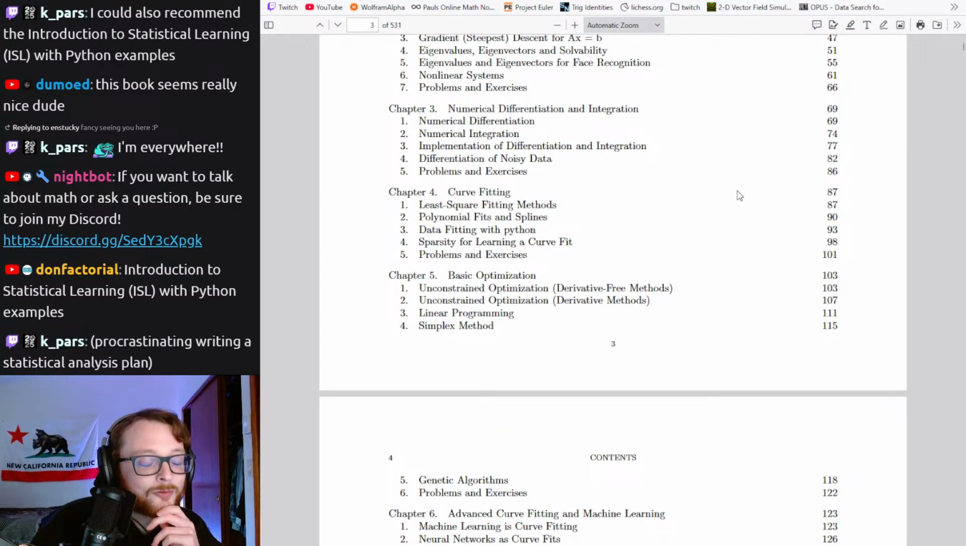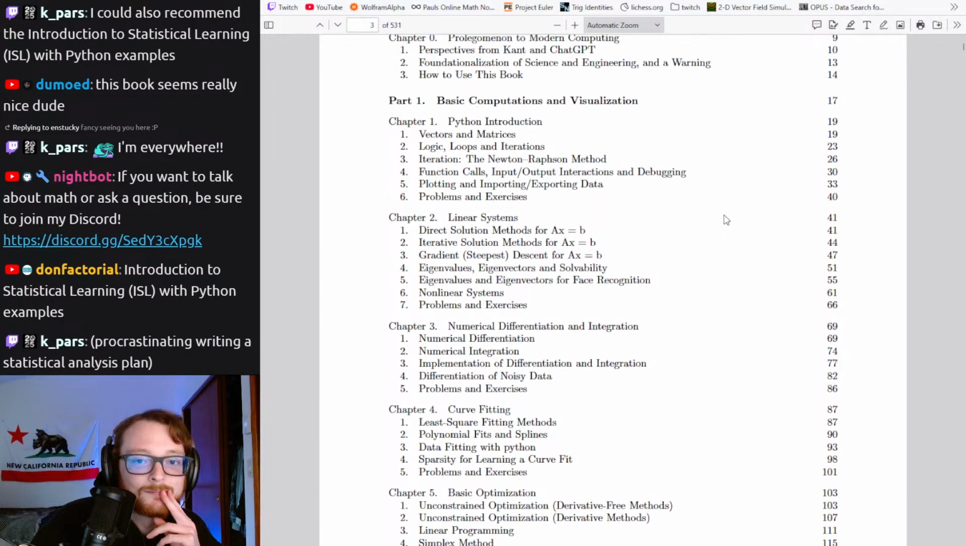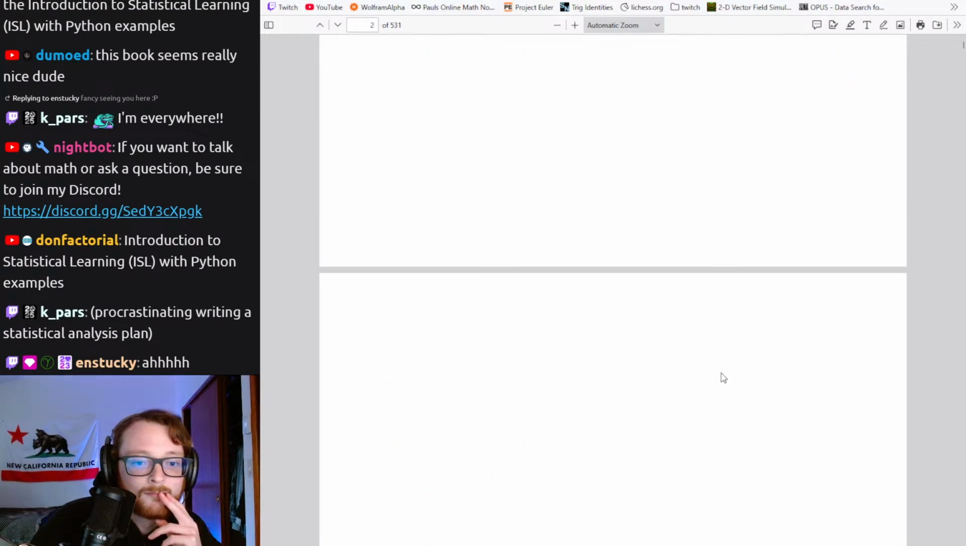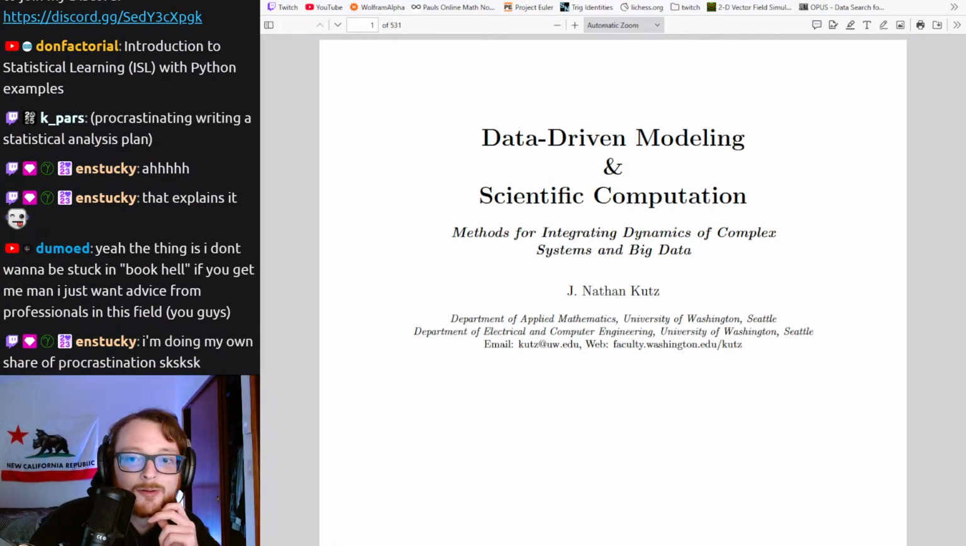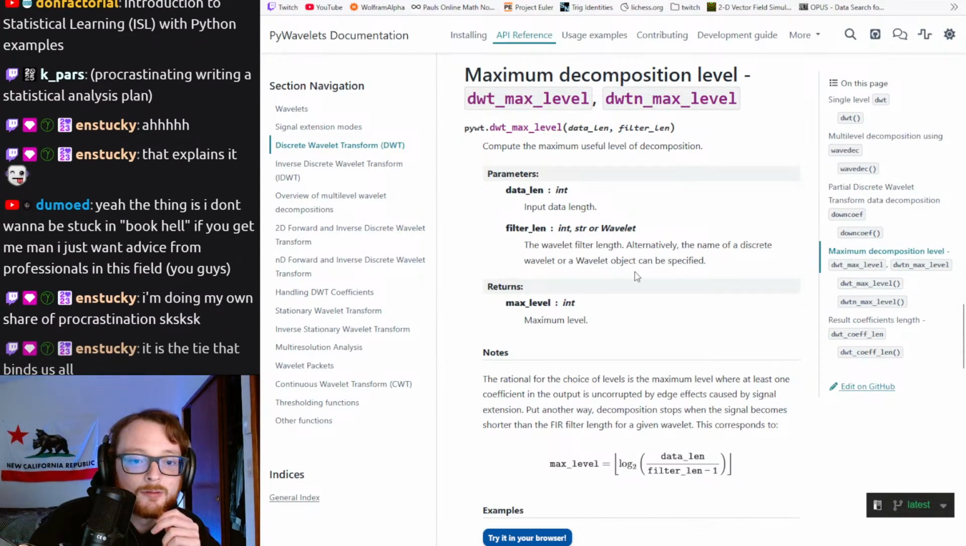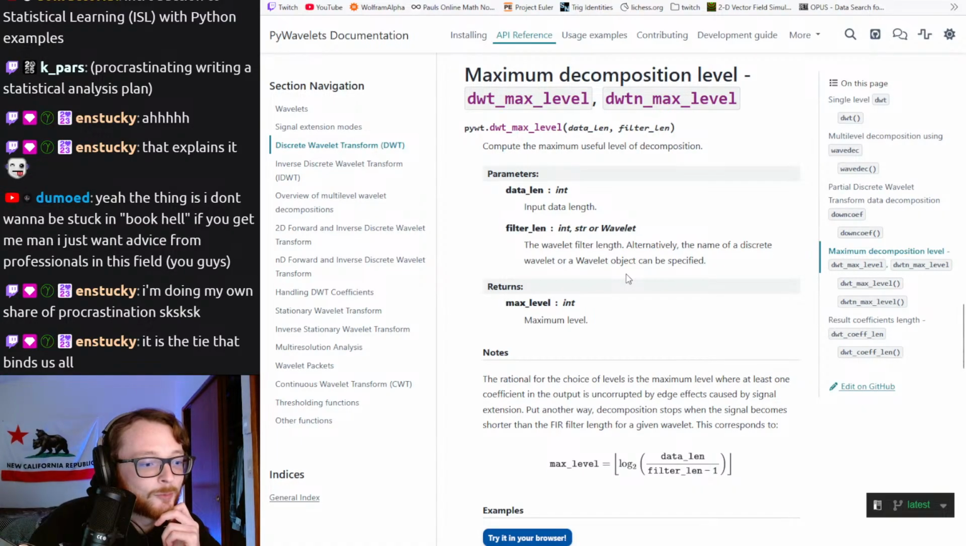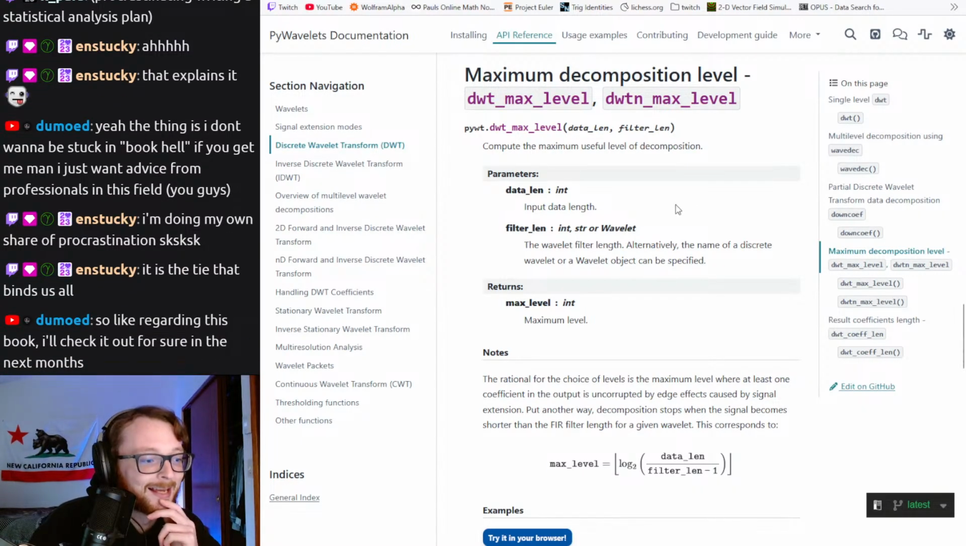Procrastinating writing statistical analysis plan. Ooh, okay. Second book hell. That's fair. Yeah, I mean, it's best to just choose a book and just go with it. For sure. I do my own share of procrastination. It's a tie that binds us all. Yeah. Yes, that sounds good, Doomwood.